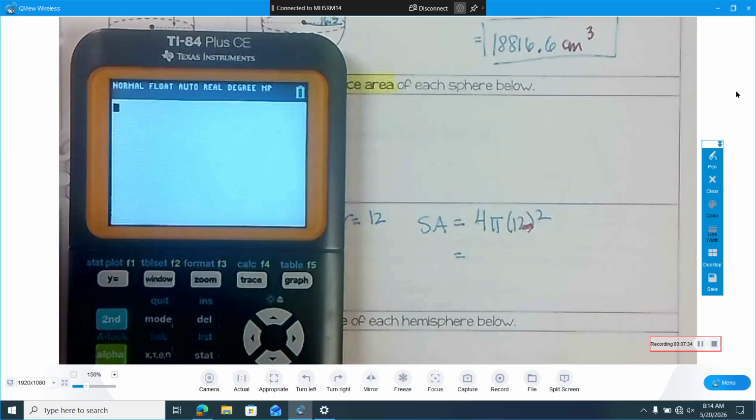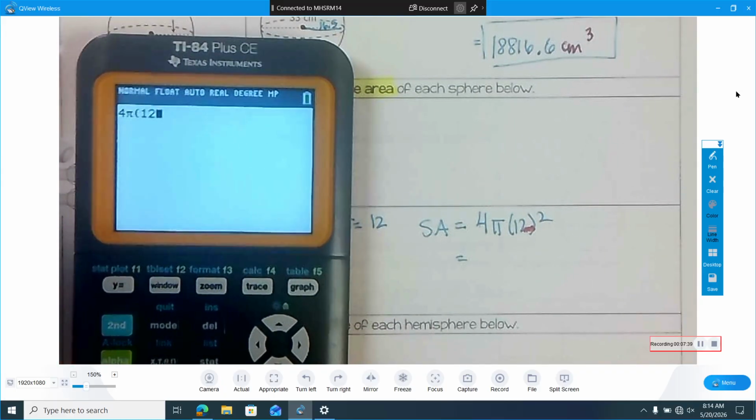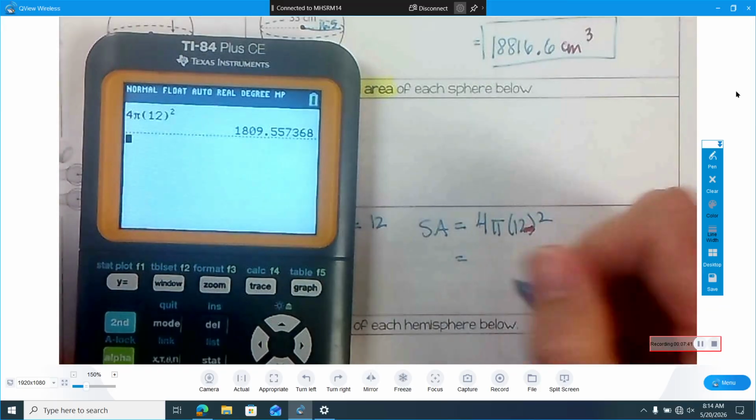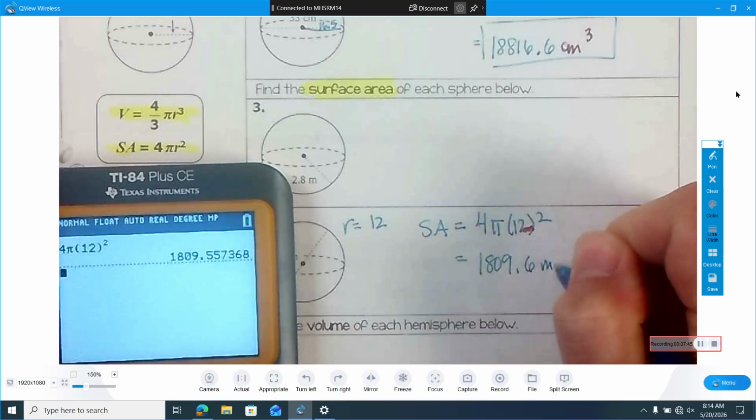So we have 4 pi times 12 squared, which is 1809.6 millimeters squared.